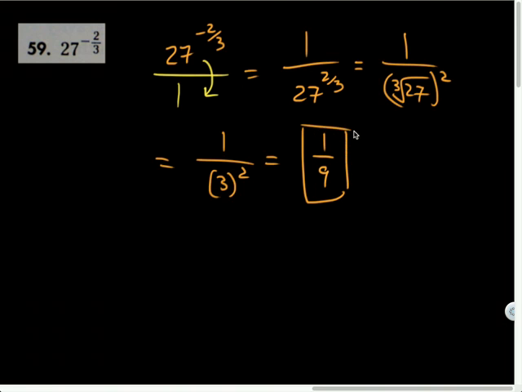So 1/9, which, by the way, I don't know if you guys know that, is equal to 0.1 repeating forever. Yeah. Really?